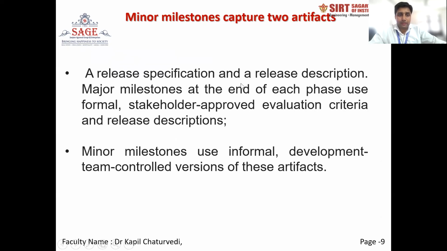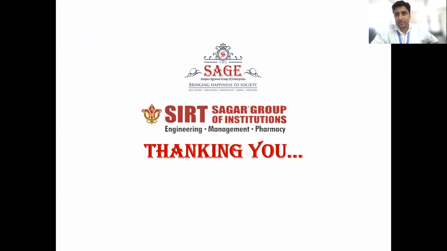And in minor milestones, a release specification and a release description. Major milestones at the end of each phase use formal, stakeholder-approved evaluation criteria and release descriptions. Minor milestones use informal, development-team-controlled versions of these artifacts. Simply put, the minor milestones are for the developer teams, who give the presentation to the customers and update the software as per the suggestions of the customer.